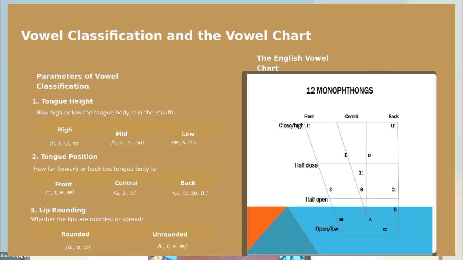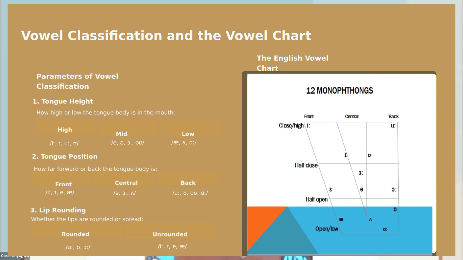We have the low vowels. And for those produced midway between these two, we have the mid vowels. If you look at the vowel chart we have, you will see that we have three strata: the uppermost stratum, the lowest, and then the one in the middle. And these are what describe our high vowels, low vowels, and mid vowels.